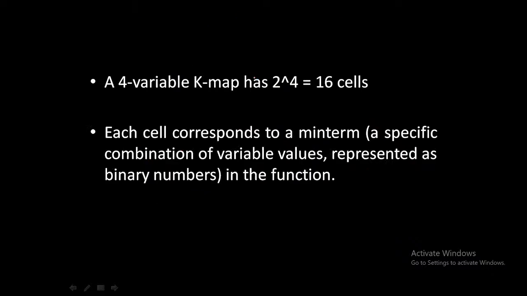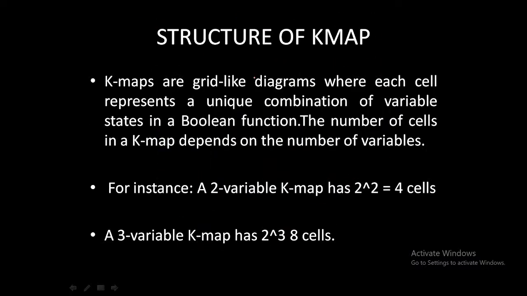So n variables will have 2 power n possible combinations and 2 power n cells. This is applicable to both SOP and POS forms of representation. This is how we are going to form a K map. Now let's see the different types of K maps which are present. A K map is a grid-like diagram where each cell represents a unique combination of variable states in the Boolean function. The number of cells in the K map depends upon the variables.